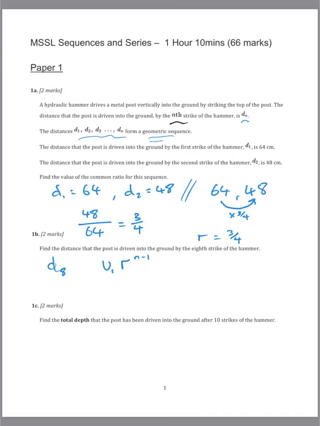So for D8 specifically, U1 is what we had previously, that was 64, times my common ratio I've just worked out, 3/4, now to the power of 8 minus 1, or 7. So we're going to plug that into our calculator, and we should get a value of 8.54 centimetres.